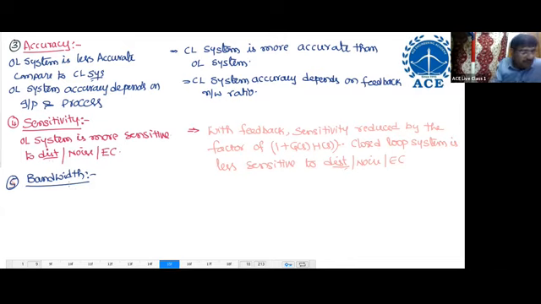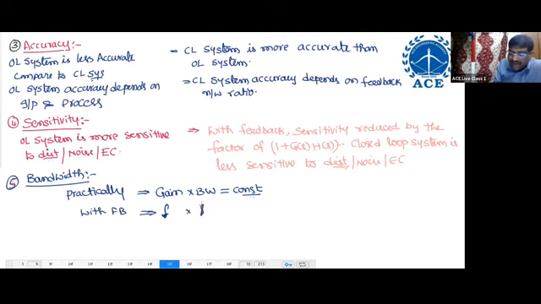Bandwidth. What happened to bandwidth? Practically for any system, gain bandwidth product is constant. But with feedback, what happened? Gain is reduced. That means bandwidth must be increased. Gain reduced by 1 plus GH means bandwidth must be increased by 1 plus GH.